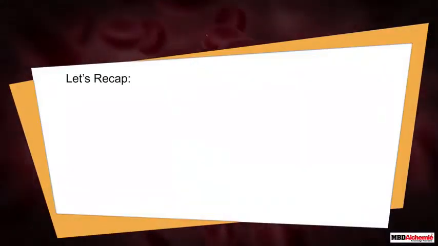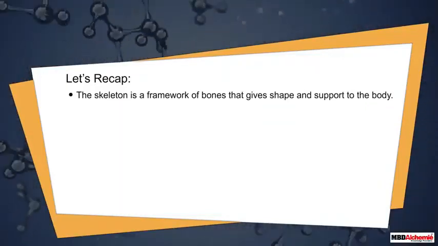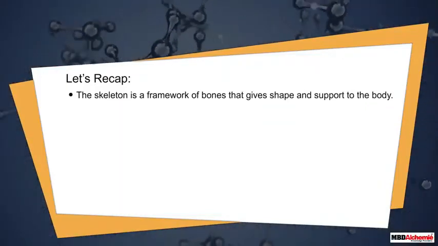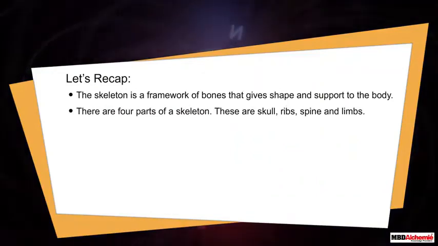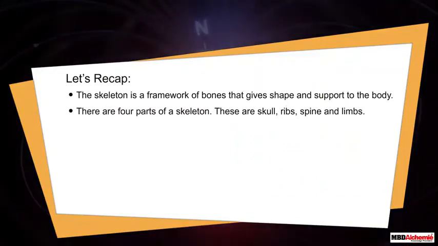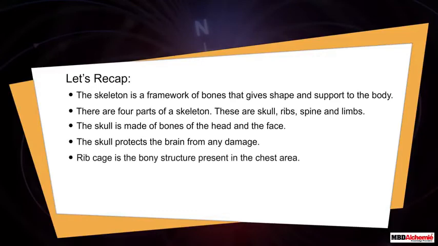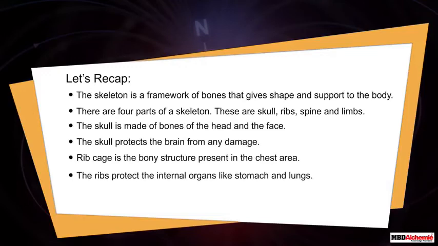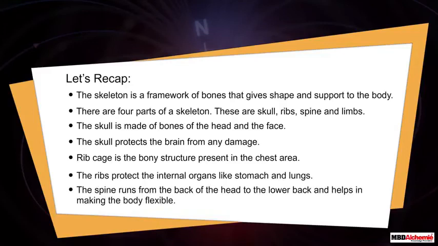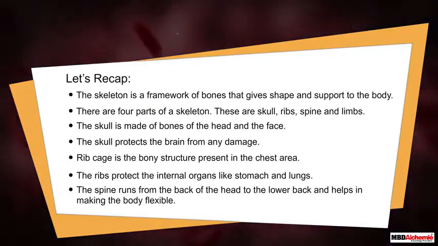Let's recap. The skeleton is a framework of bones that gives shape and support to the body. There are 4 parts of a skeleton. These are skull, ribs, spine and limbs. The skull is made of bones of the head and the face. The skull protects the brain from any damage. Rib cage is the bony structure present in the chest area. The ribs protect the internal organs like stomach and lungs. The spine runs from the back of the head to the lower back and helps in making the body flexible.